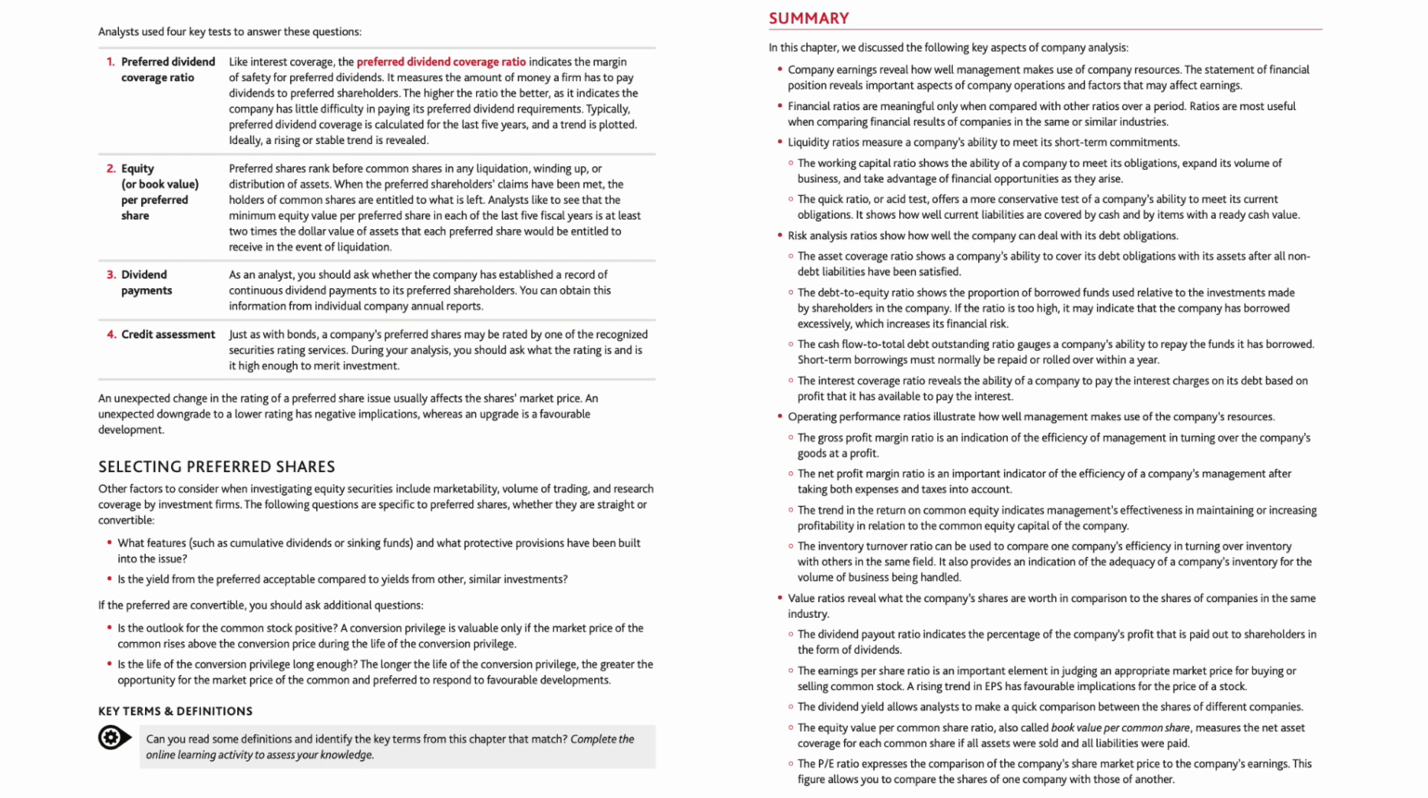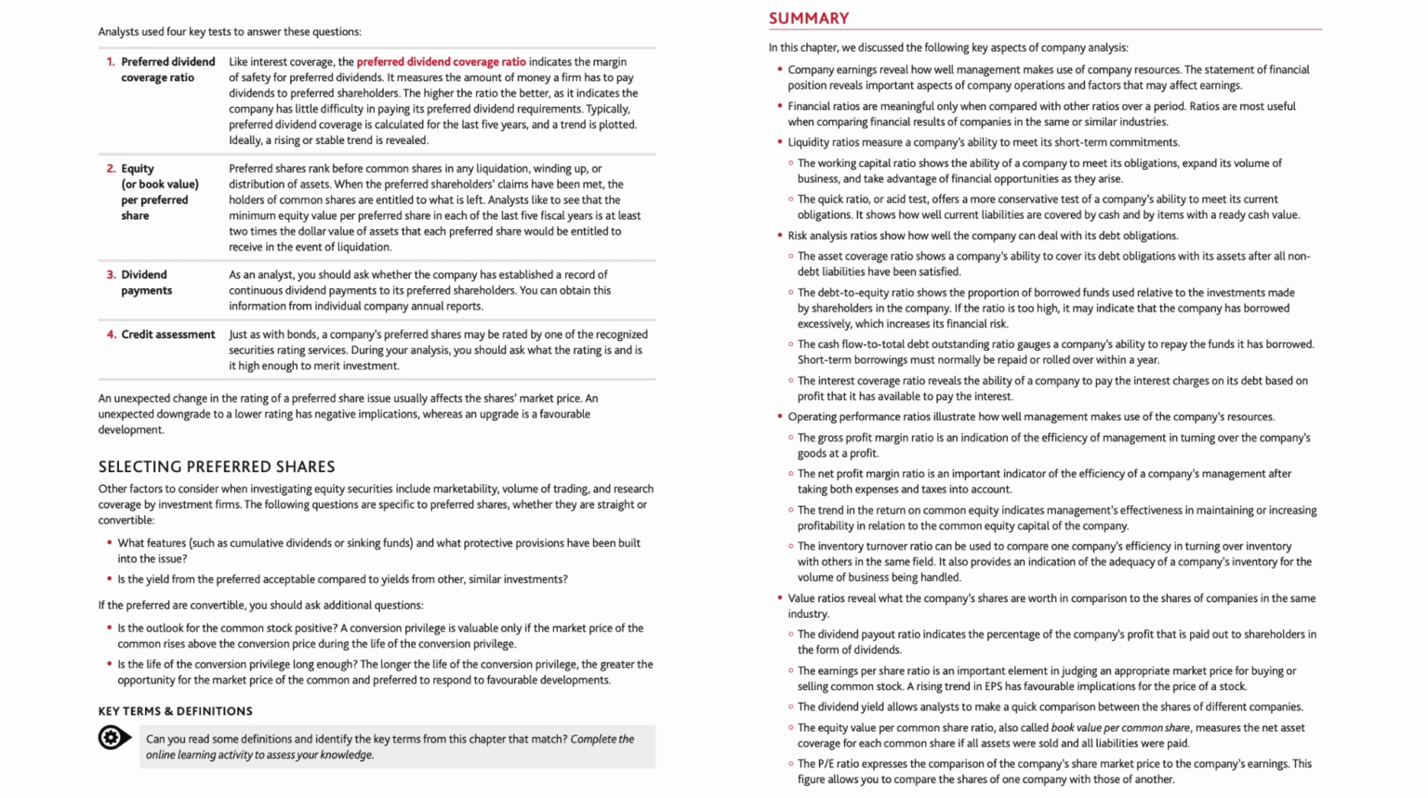The inventory turnover ratio can be used to compare one company's efficiency in turning over inventory with others in the same field. It also provides an indication of the adequacy of a company's inventory for the volume of business being handled. Value ratios reveal what the company's shares are worth in comparison to the shares of companies in the same industry. The dividend payout ratio indicates the percentage of the company's profits that is paid out to shareholders in the form of dividends.